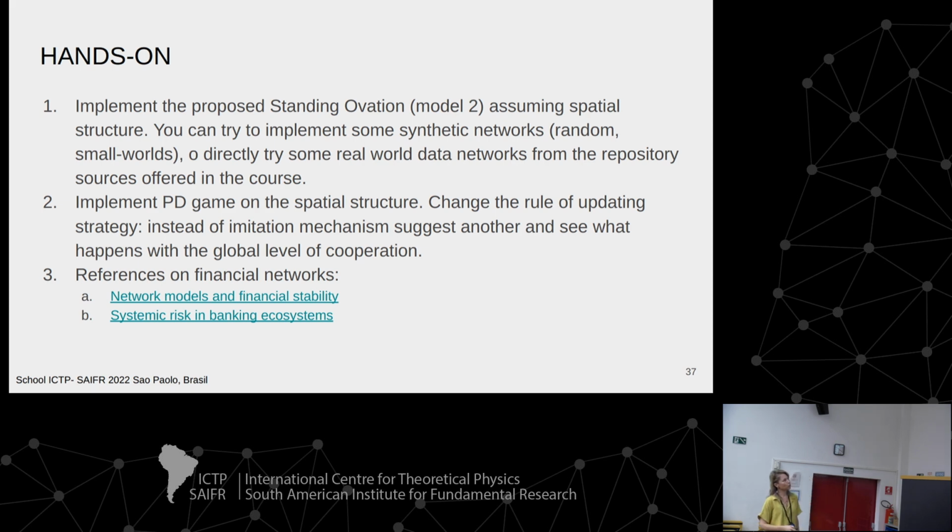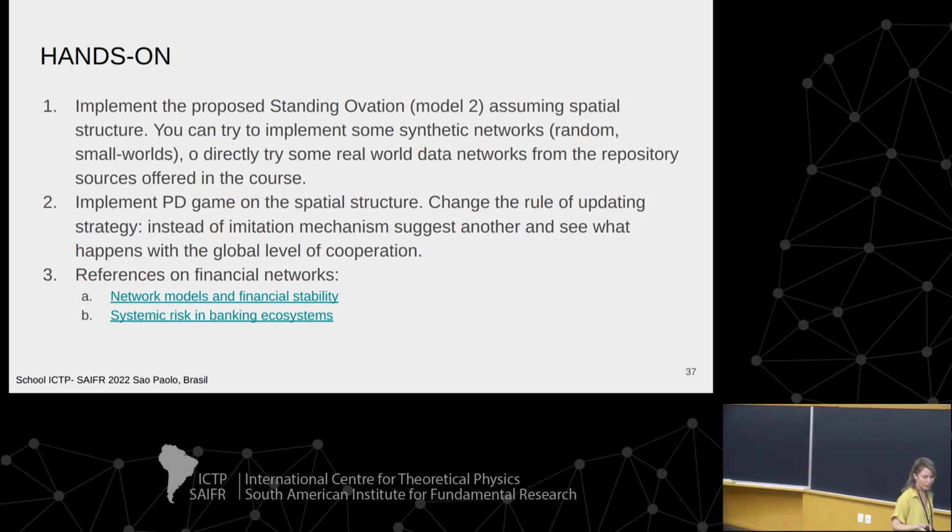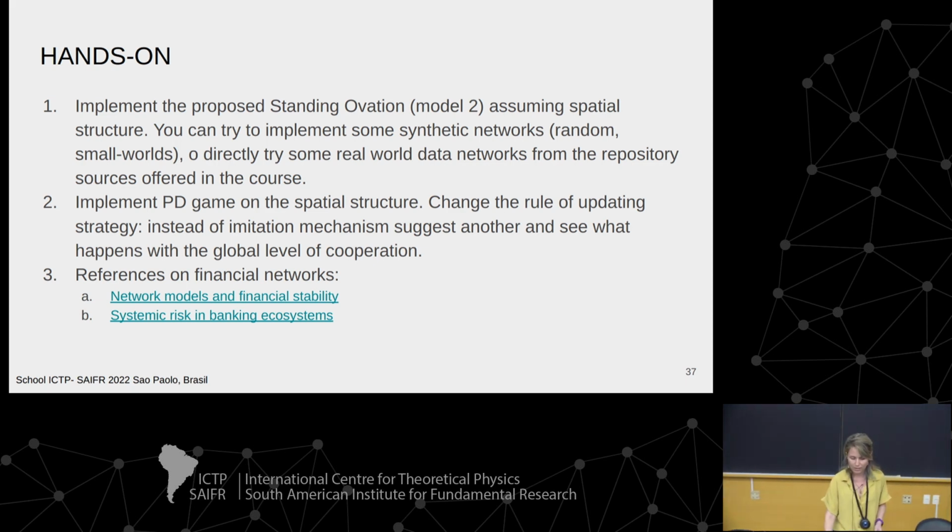And then I told you that I will leave you 2 papers on financial networks in case you want to work a little with financial networks. These are very interesting, simple models, and you can try to simulate them, or at least to understand them. They are very simple, comprehensive, and accessible. So with this, I will stop. Thank you very much.